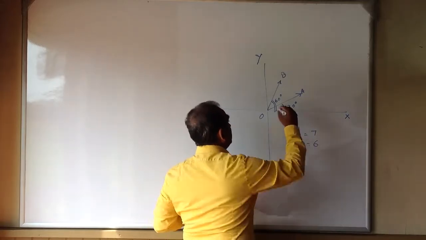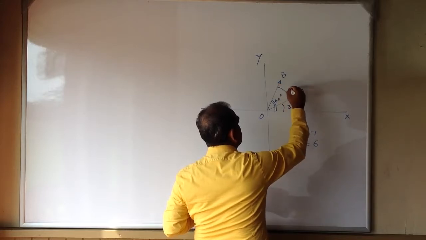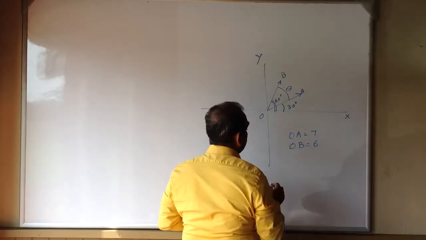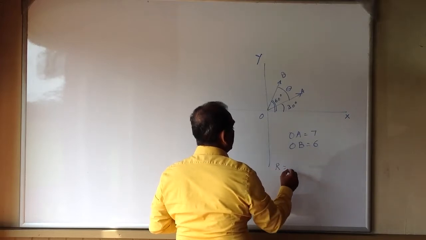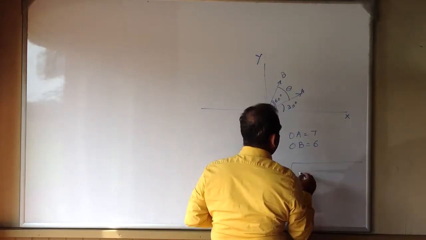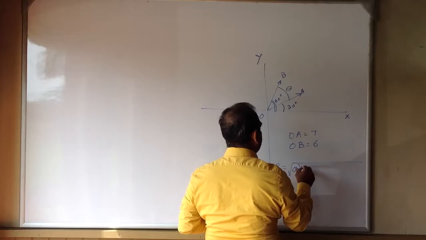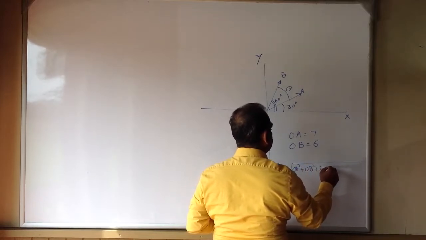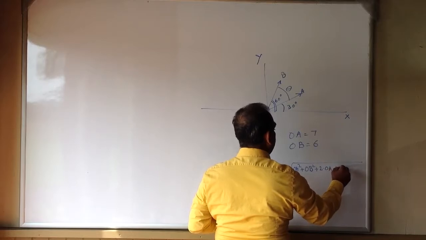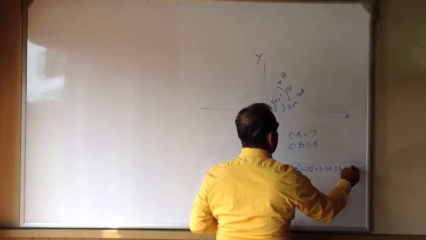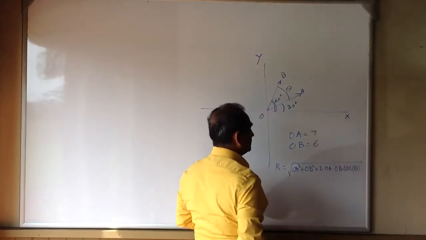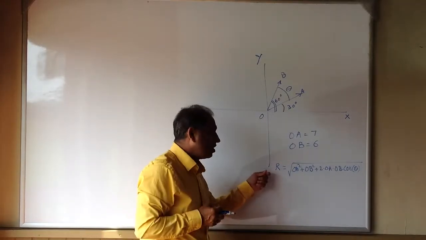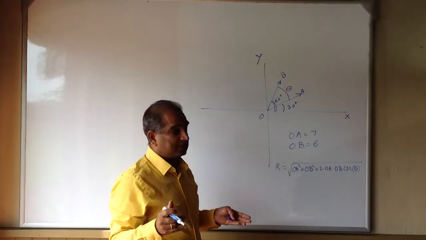If the angle between them is theta, then I have the resultant R given by the square root of OA square plus OB square plus 2 times OA, OB cosine of the angle theta. So directly I can use this formula and get the answer.